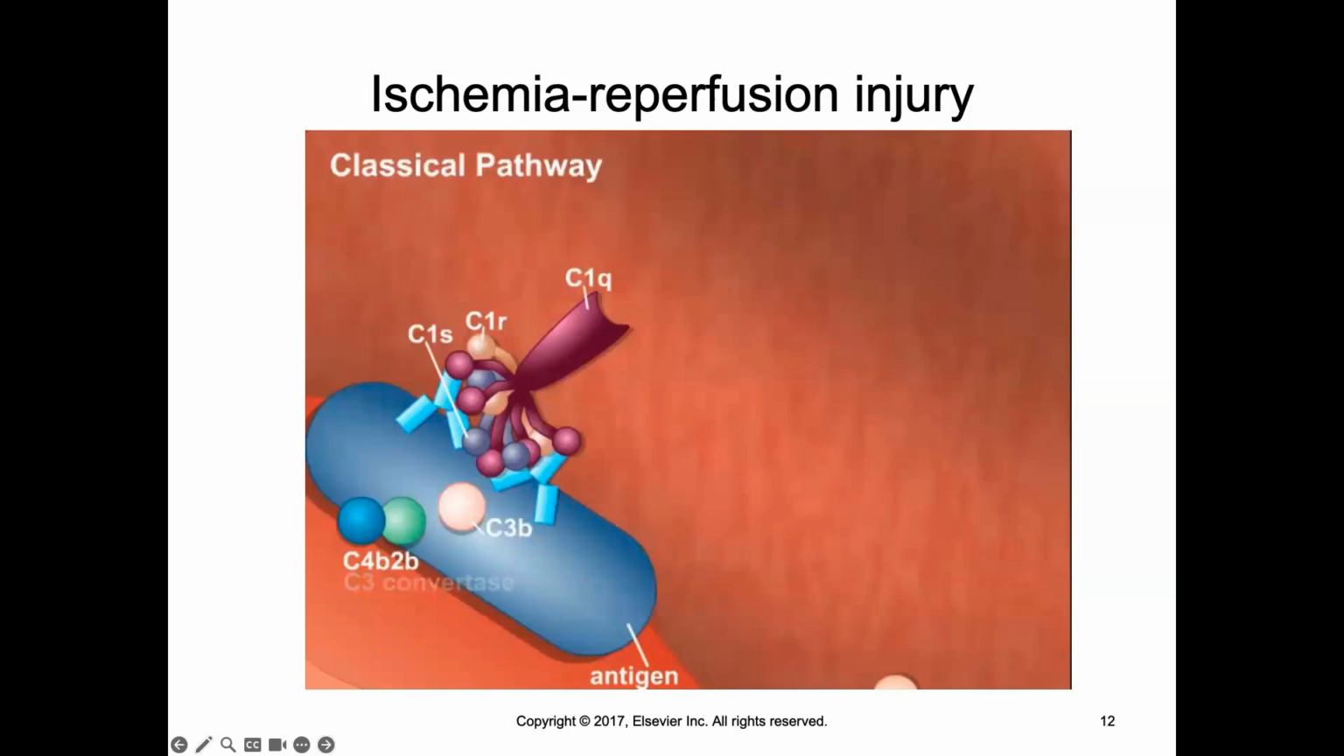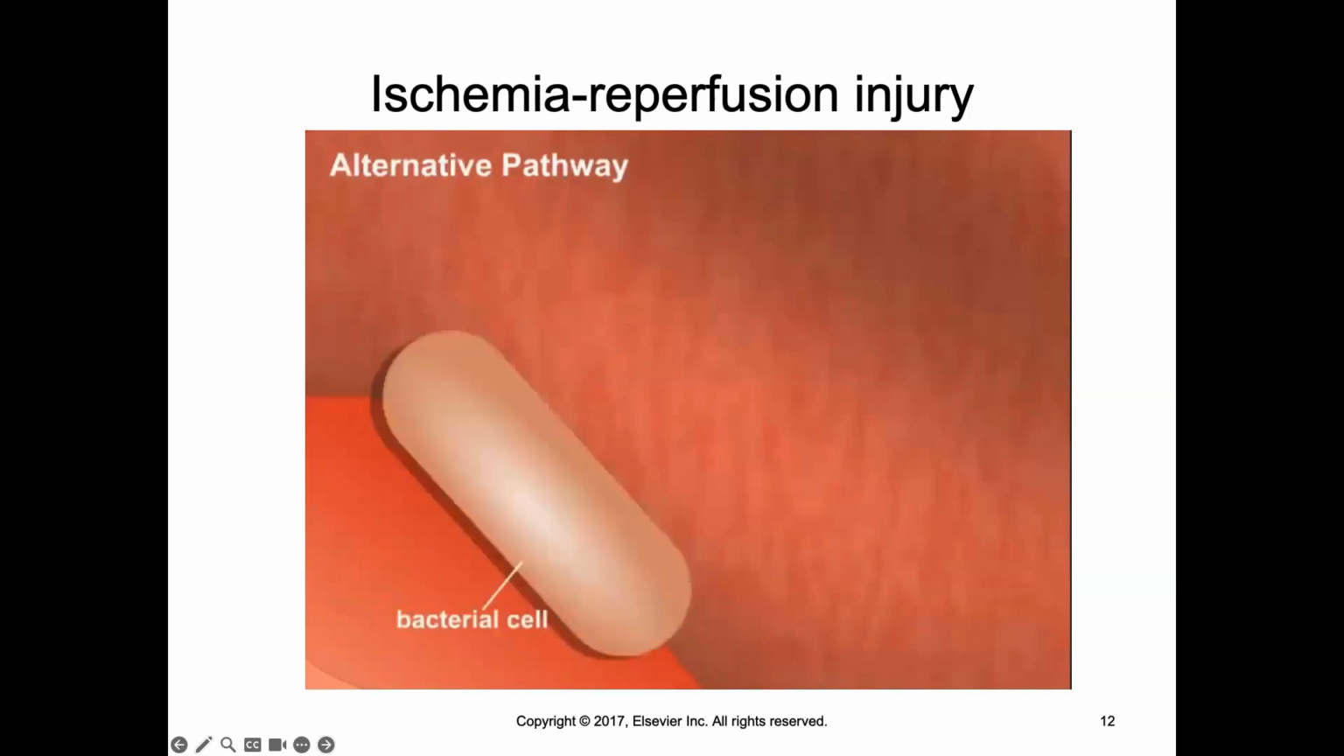C3b then absorbs to C4b2b to form C4b2b3b. This structure is called C5 convertase. The alternative pathway does not require the presence of antibodies. Activation begins with cleavage of C3 into C3a and C3b, either spontaneously or by a blood protein.